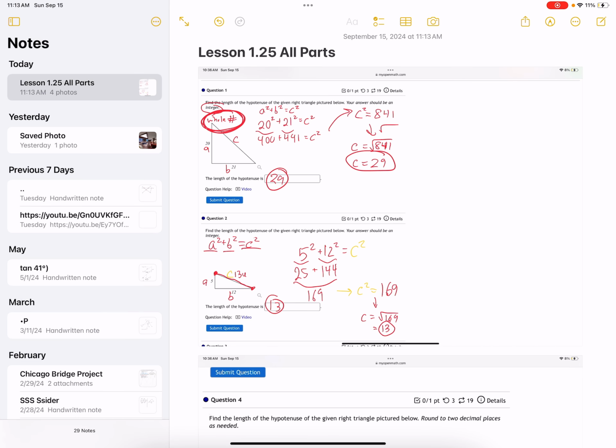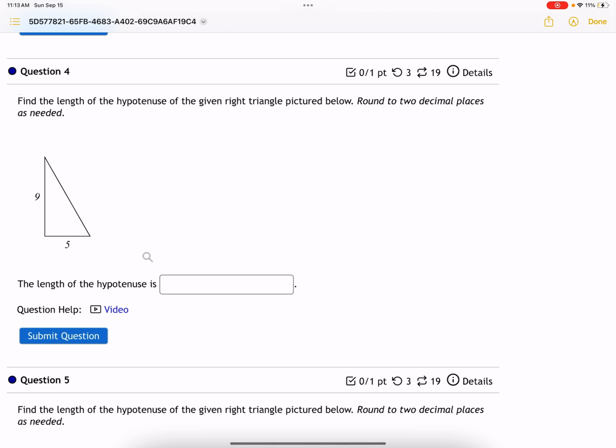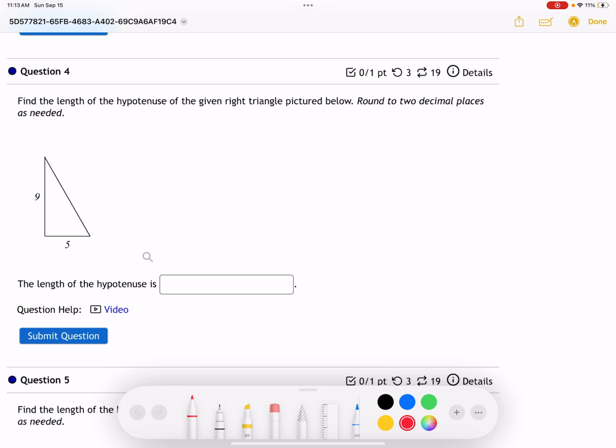All right, let's do one more example from part 1. Find the length of the hypotenuse of the given right triangle pictured below. Round to 2 decimal places as needed. Now, this is one of those examples where we're not going to get an integer because we're going to need to round to 2 decimal places. We could get an integer, it's possible, but most of the time we will not. 2 decimal places, reminder of how to round to 2 decimal places.